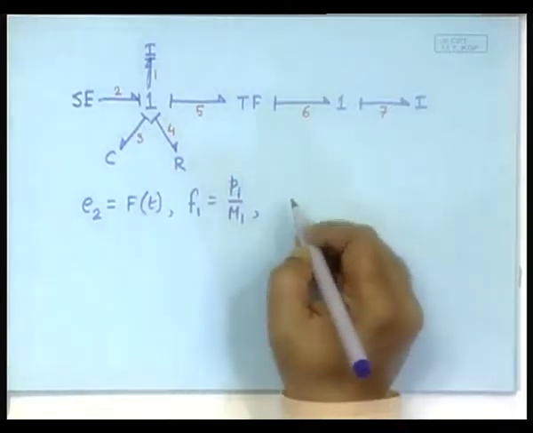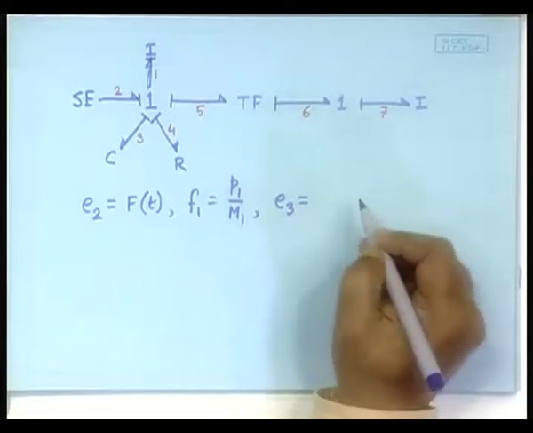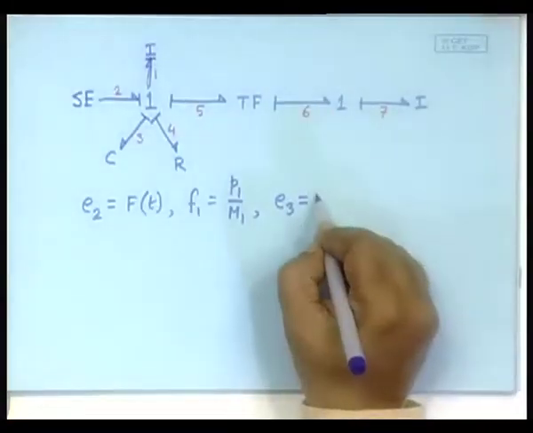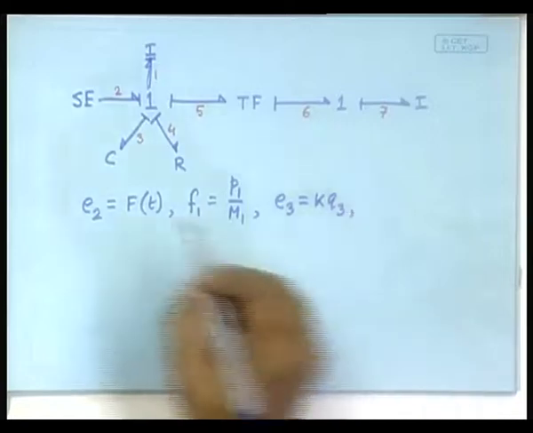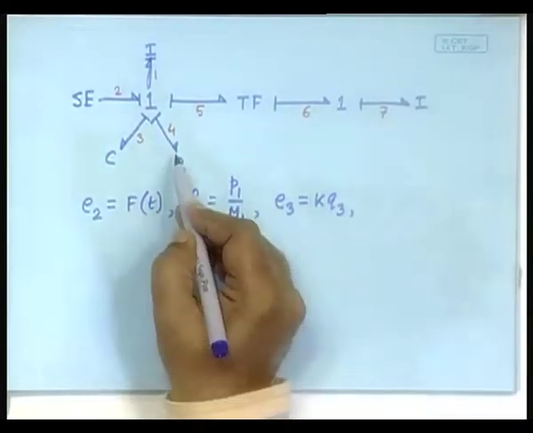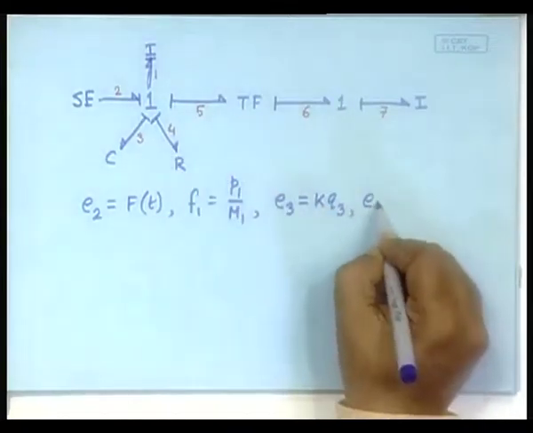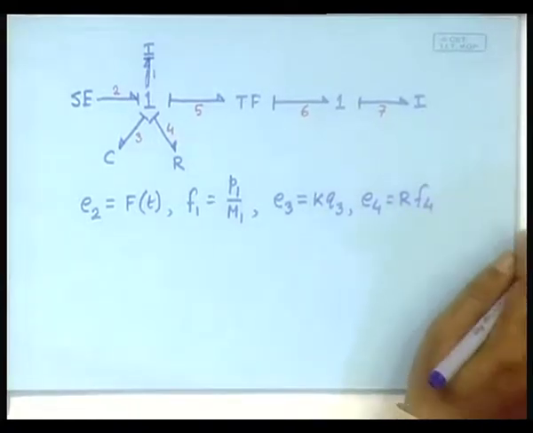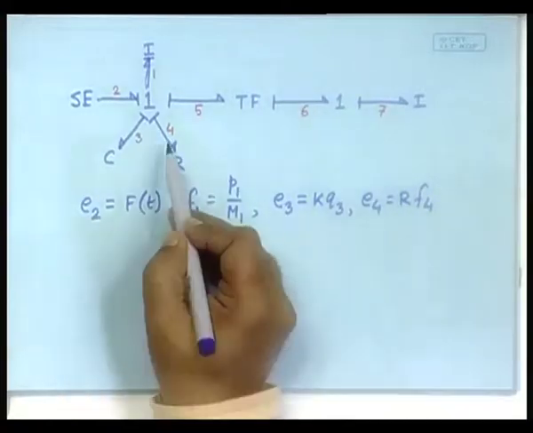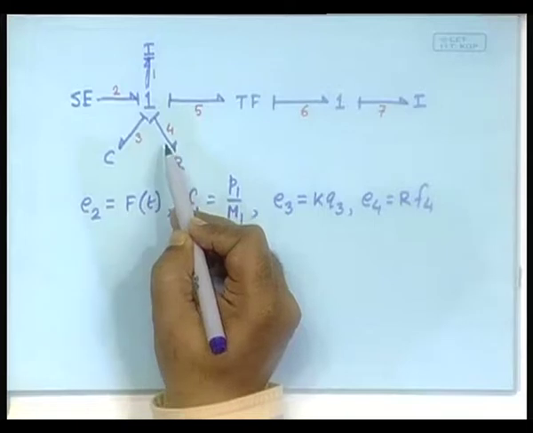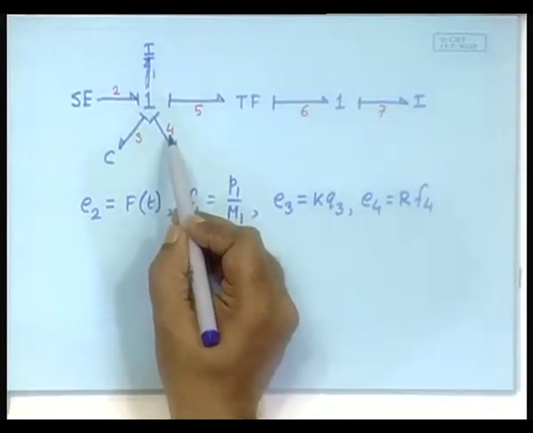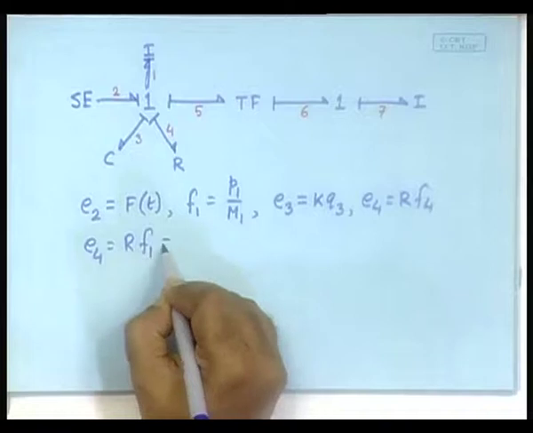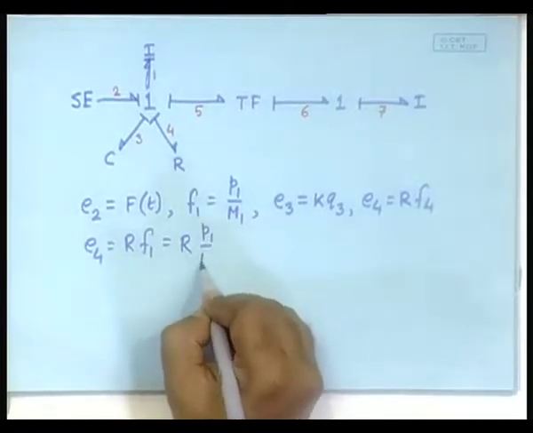What does this element give? E3, that is related to this spring, so it is KQ3. This element gives, R gives what? E4. E4 is R F4, fine. R F4 is equal to what? Yes, the information is coming from there. So, E4 is equal to R F1, which is equal to R P1 by M1.